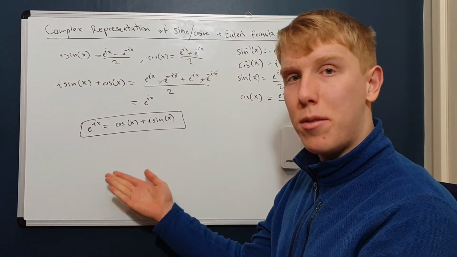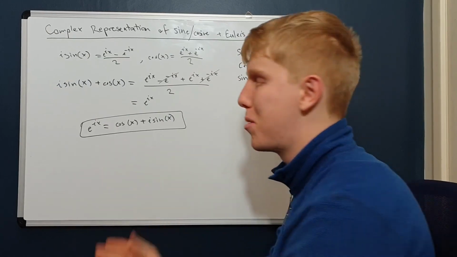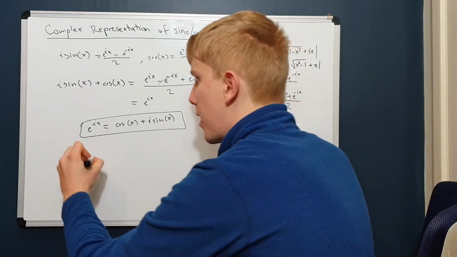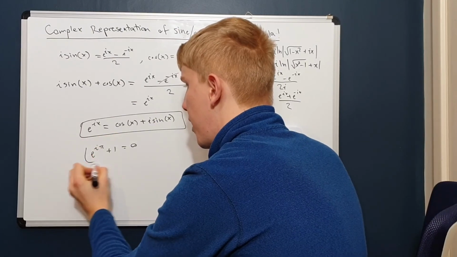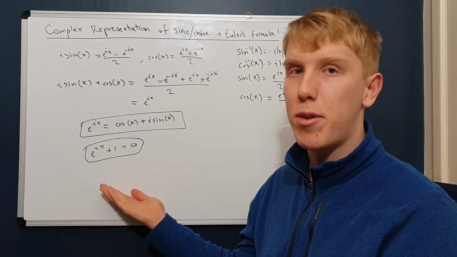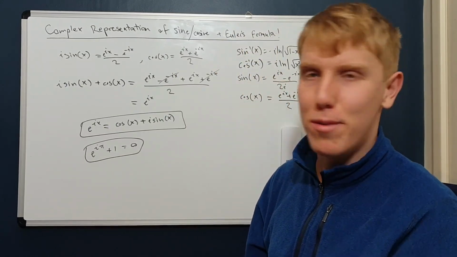And of course, you may be familiar with the famous identity. If you let x be equal to pi, then you can get this expression, e to the i pi plus 1 equals 0. This is another famous expression, quite a beautiful equation. You may have seen that YouTube video, Most Beautiful Equation in Math.